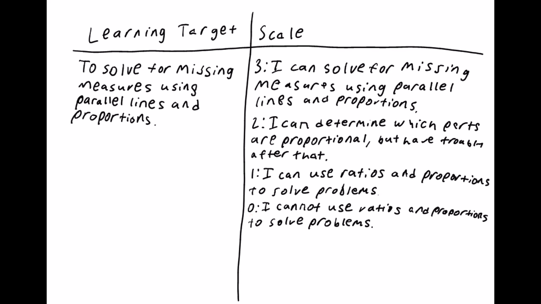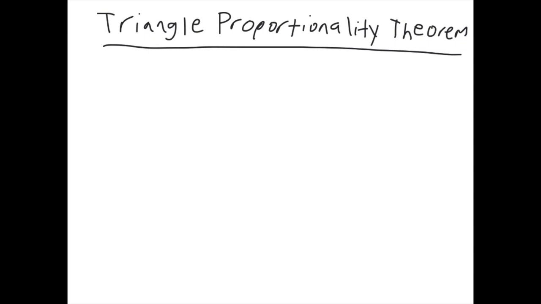This will be very similar to the past few lessons we've done. It's a lot of the same stuff, just another way to use proportions to solve for missing measures. Not much is going to be new though. Let's get started. Alright, so we're going to talk about a couple theorems.